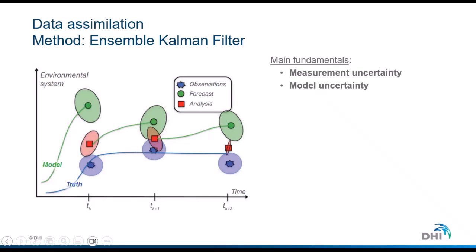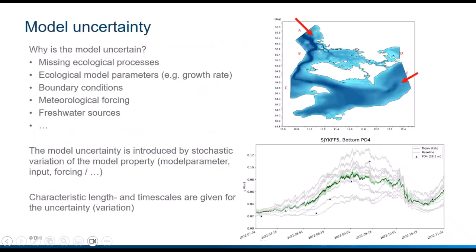The two main fundamentals of this method are the so-called measurement uncertainty and the model uncertainty. The fact that measurements are uncertain, I think we can all relate to. But what is model uncertainty all about? Model uncertainty can come about for many reasons. One thing could be that we have some missing ecological processes that are simply not described in our model. It could also be that some of the processes that are described depend on parameters that are not set correctly, or maybe are not described in too high detail.